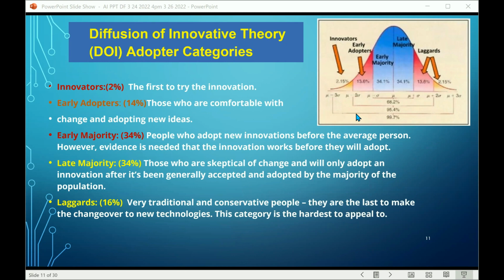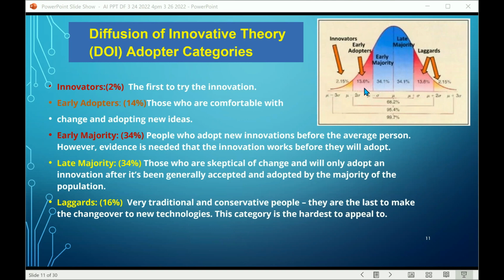Innovators are 2%. You can see the graph here, the first part, approximately 2%. The first to try the innovation. Early adopters are 14%, those who are comfortable with change and adopting new ideas. It'd be interesting to see how many of you adopt new ideas easily. I think we do different things differently, you know, each of us.